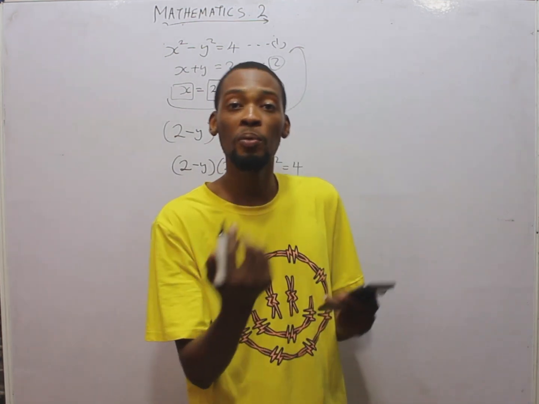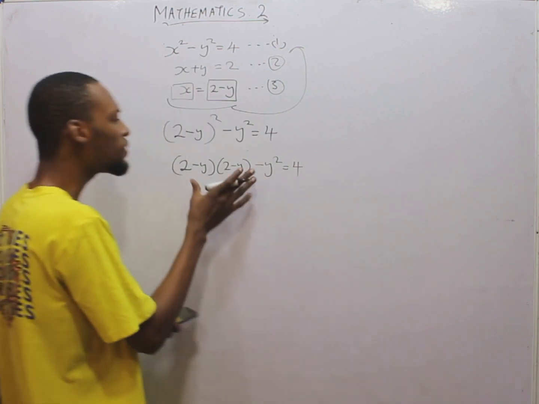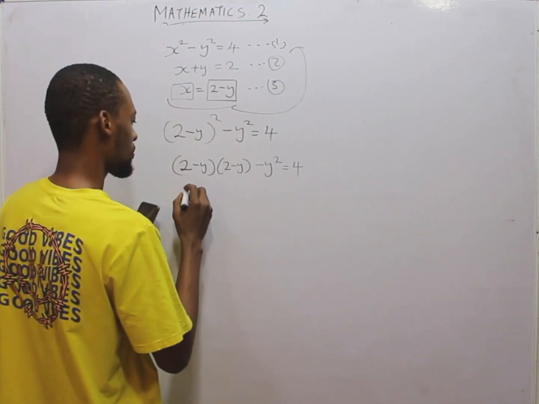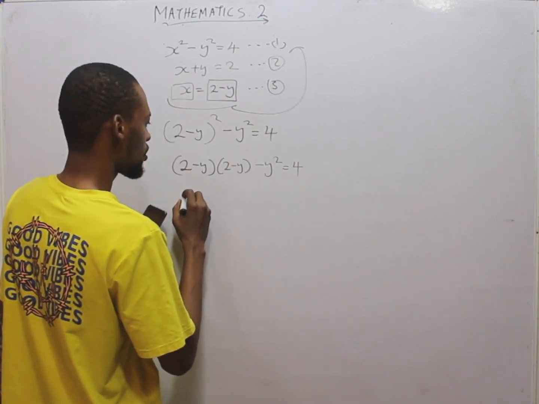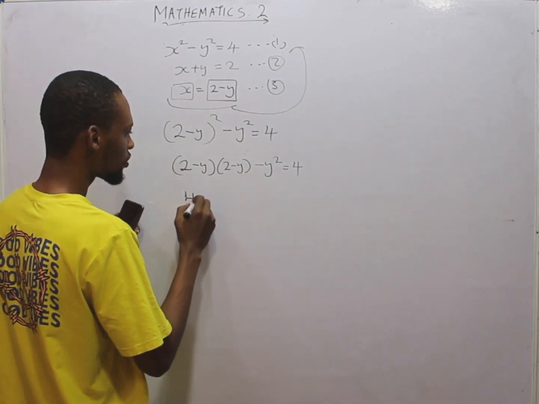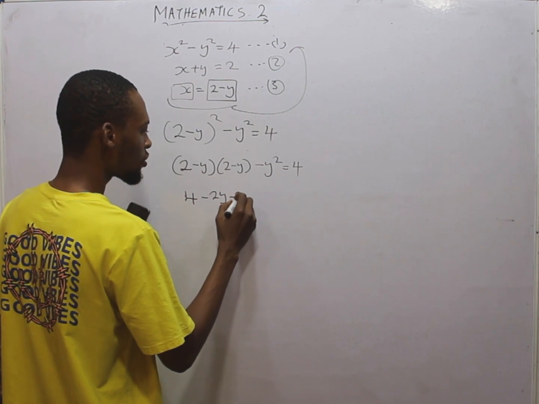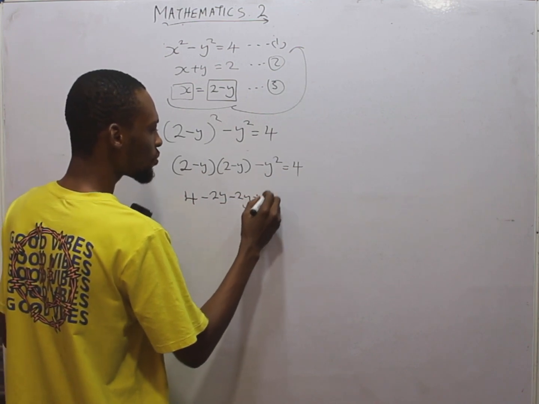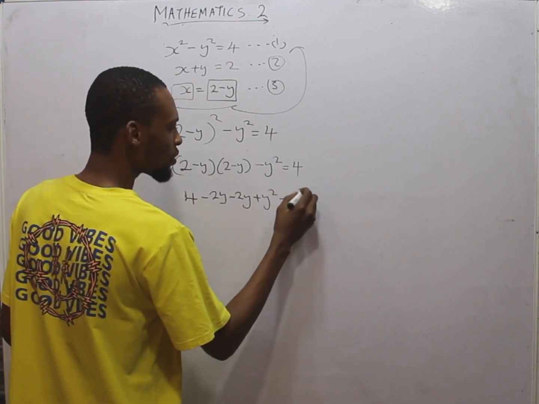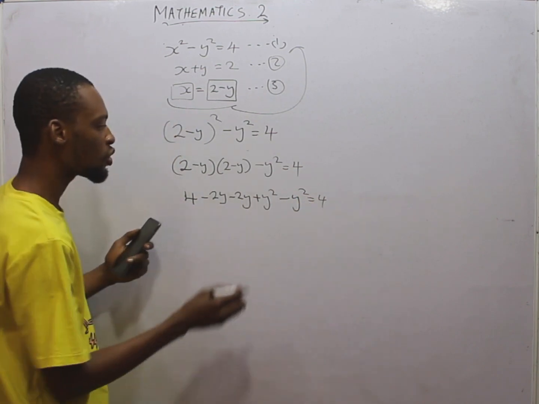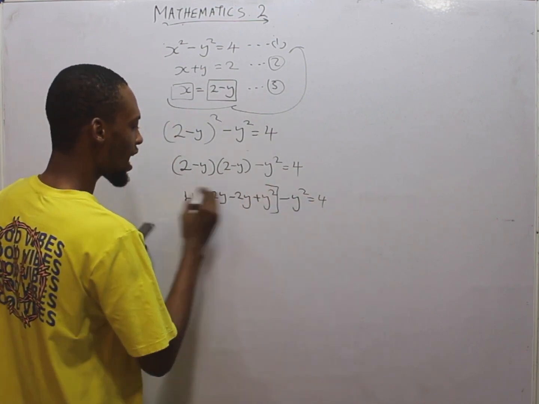Now let us open up the bracket. Opening up this, we simply have 2 times 2, 4, minus 2 times y, minus 2y, minus 2y, plus y squared, minus y squared is equal to 4. So opening up the bracket, we have this.